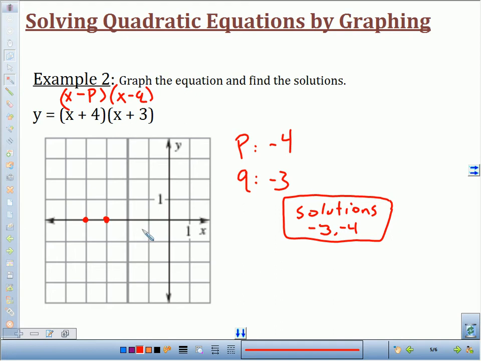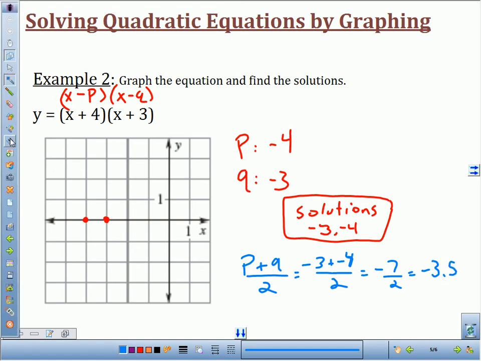I'm going to take a minute, though, just to graph this, just to sort of remember how we're supposed to graph these things. Now, we start by finding p and q, and then we want the point directly in between them. So we find the average of p and q, add them together, we get negative 3 plus negative 4 divided by 2 equals negative 7 over 2, which is negative 3.5. That gives us the x value, our axis of symmetry, at negative 3.5, which is directly in the middle of these two, as it should be.